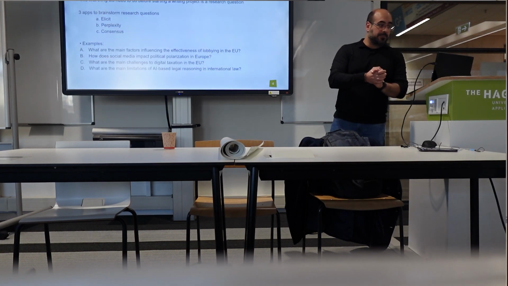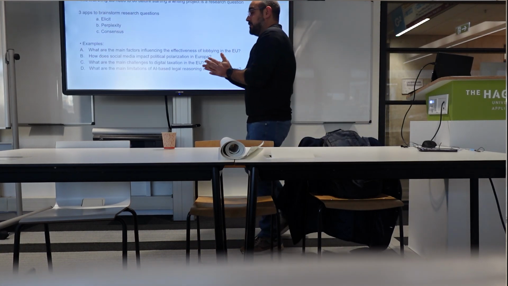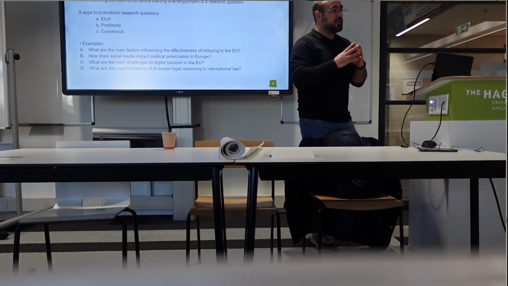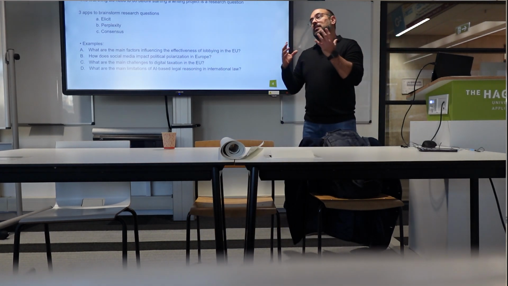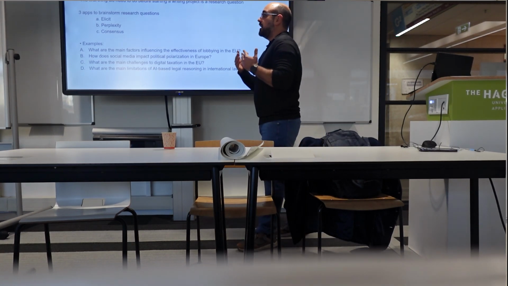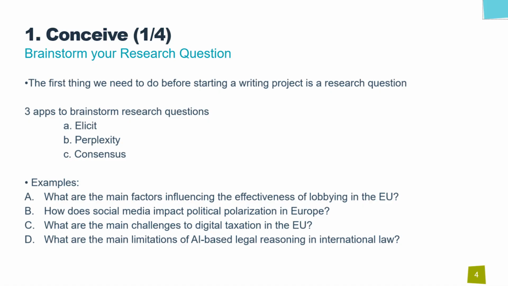Okay. As I mentioned before, the first thing you need to do before starting any proposal, any paper, is come up with an overarching either research question or a research objective. And as I mentioned before, there are 3 applications that could help you brainstorm the research questions. It might be Elicit, Perplexity, and Consensus. I have come up with some examples, but of course, what matters here is also your own field of expertise.